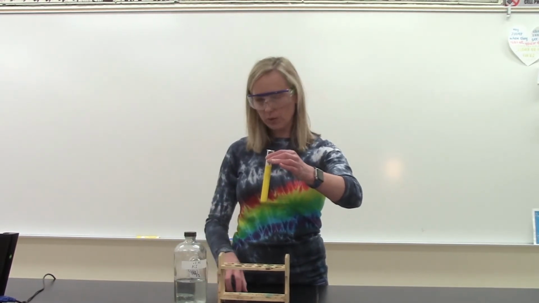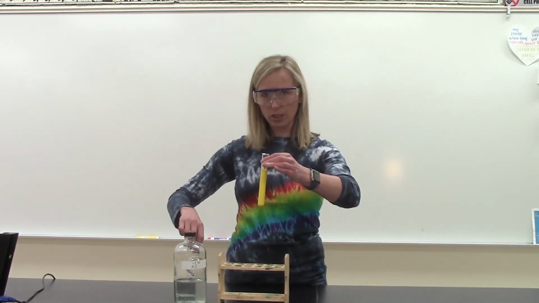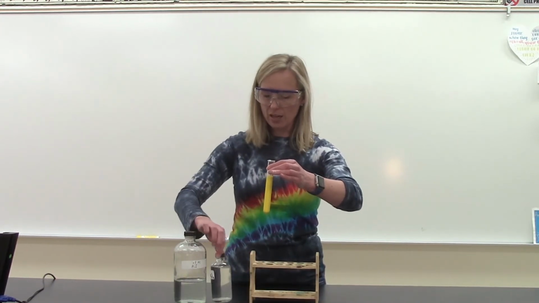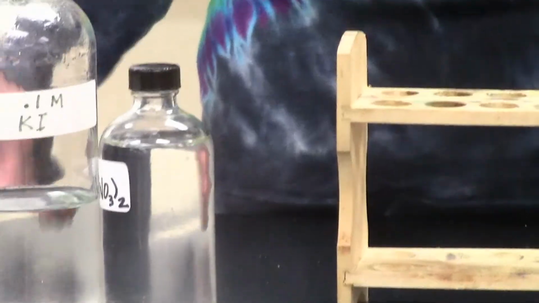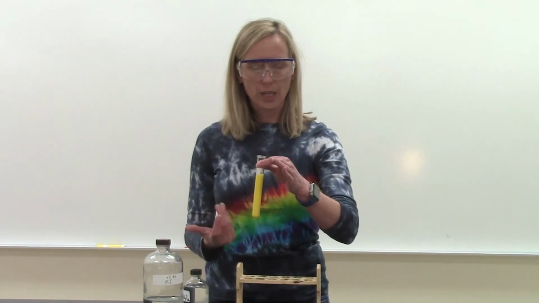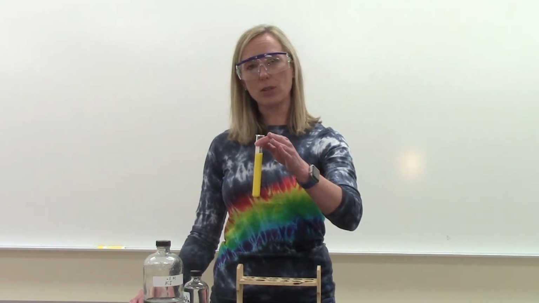But what most students also notice is we started off with two solutions that were clear and colorless. If you take a look at them, they don't have any color to them, and obviously you can see right through them, right? They're both transparent. The most noticeable thing about this is whatever we created, it's opaque. You can't see through it. So we call this a precipitate. A precipitate is a solid that forms in a chemical reaction.